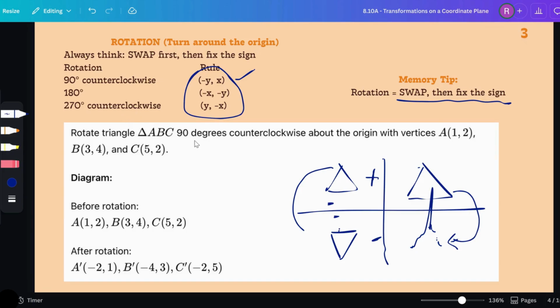Now let's rotate this triangle 90 degrees counterclockwise about the origin with these vertices.